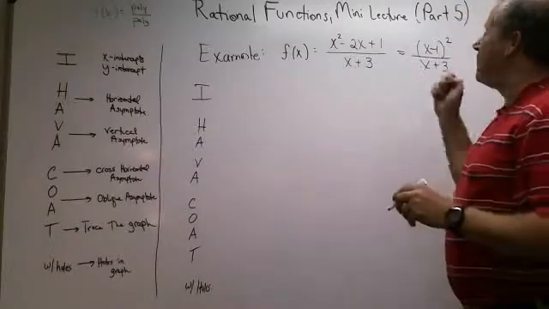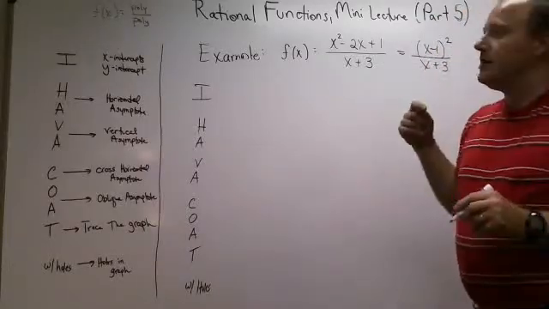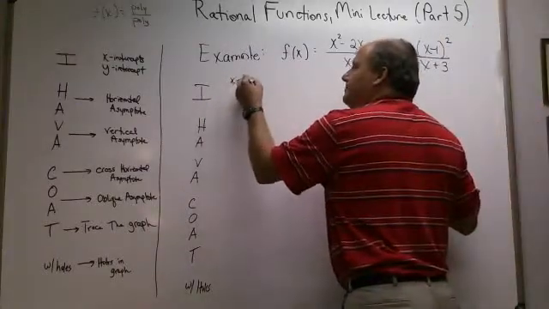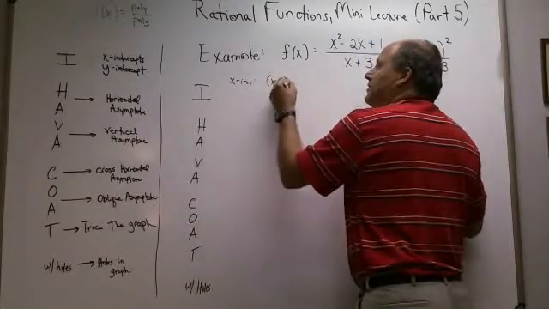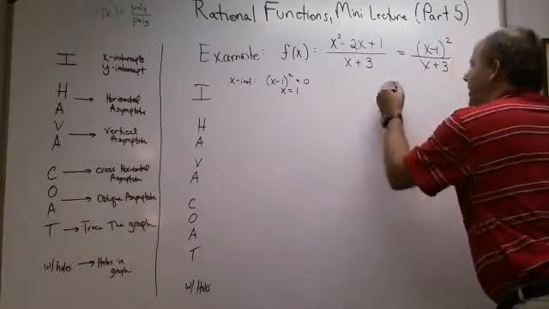There are no common factors, so there won't be any holes in this problem, like we did on part 4, which had a hole in it. This one will not because there's no common factors. So the first thing we're going to do is find the x and y intercepts. For the x-intercept, we set the numerator equal to 0. So x minus 1 squared equals 0, so x equals 1. So we draw our graph.